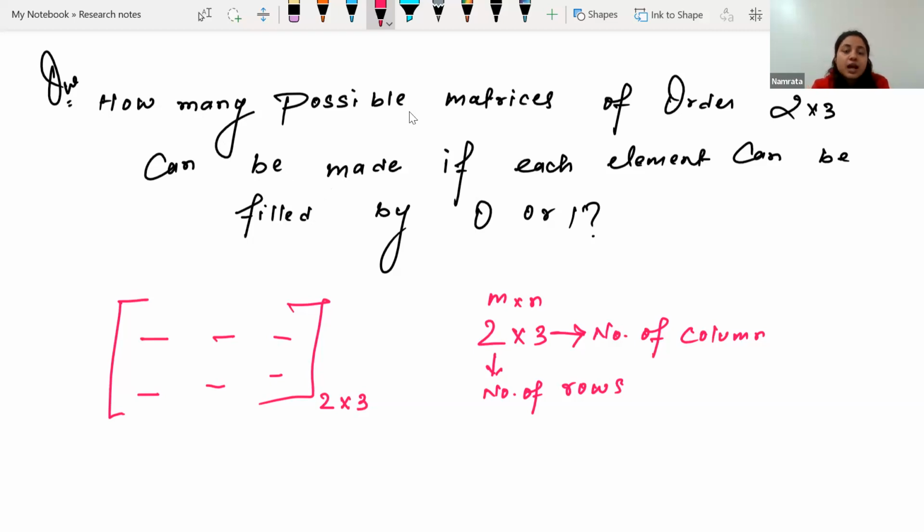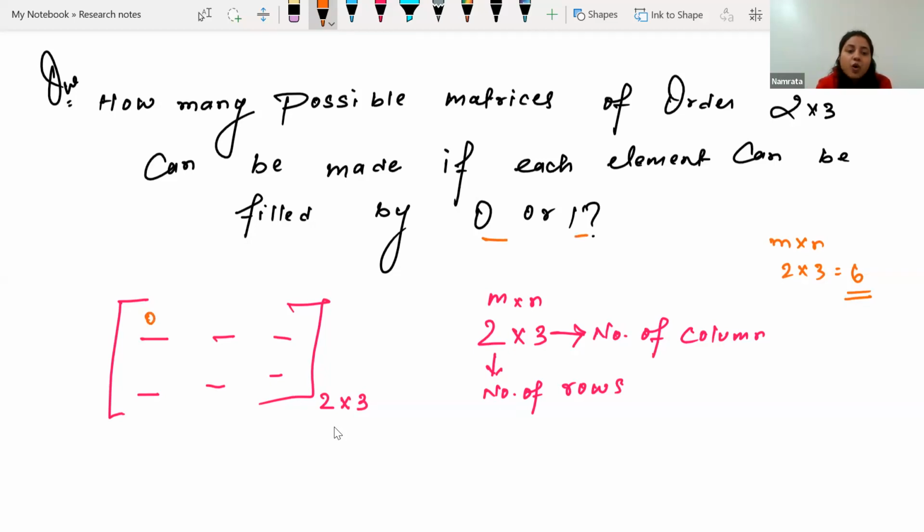What the question is asking: how many possible matrices of order 2 cross 3 can be made if each element can be filled by 0 or 1. So how many elements are there in this matrix? If you draw this rough arrangement, you can see 1, 2, 3, 4, 5, 6 elements are there. Or since m cross n gives the number of elements, 2 cross 3 means 6. Now each element can be filled by 0 or 1.